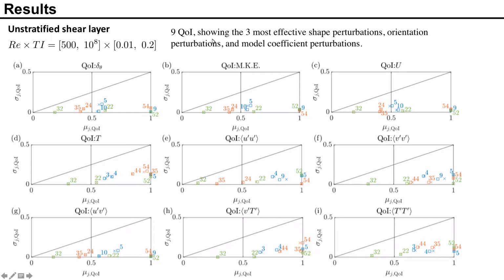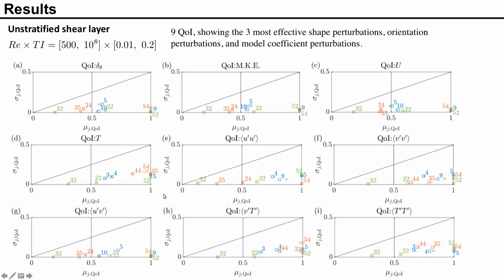Those different perturbations will be color-coded. We will use blue color for model coefficient perturbation. We will use green color for shape perturbation. We will use orange or red color for orientation perturbation. All right.